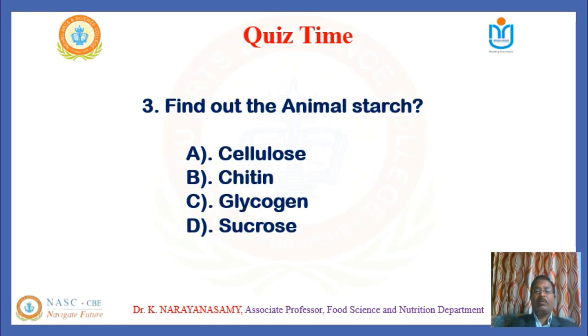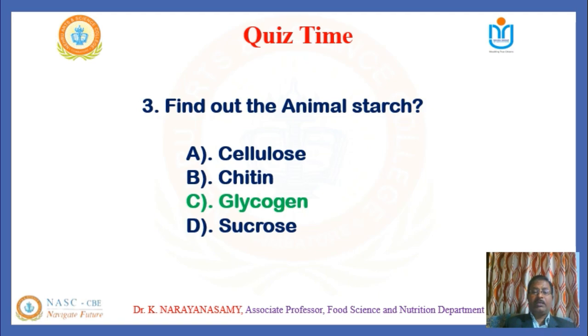The next question, find out the animal starch. A. Cellulose, B. Chitin, C. Glycogen and D. Sucrose. The answer is C, glycogen.